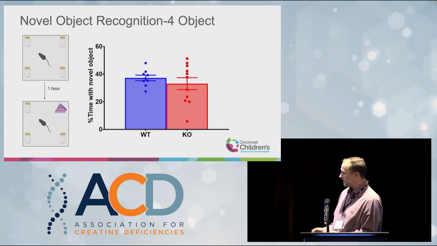The next thing I'd like to do with these mice is just go back to the 2 object task and see if we can replicate the deficits that we found.